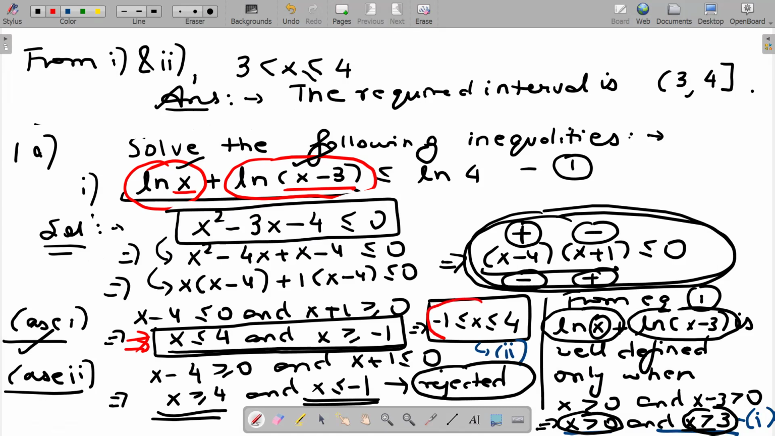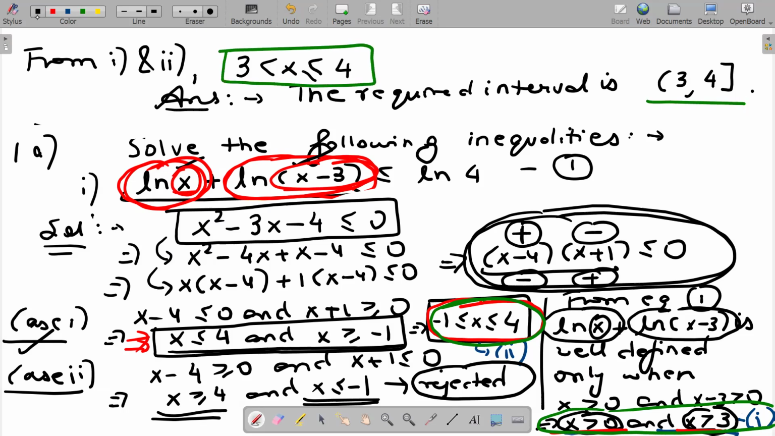This makes it x lying between minus 1 and 4, but x should be strictly more than 3 because the log function is well defined only for a strictly positive domain. Ln x is well defined when x is strictly positive. Ln x minus 3 is well defined when x minus 3 is strictly positive. So x strictly positive means x greater than 0, x minus 3 positive means x more than 3. If I club 1, which is at the bottom in green, and 2, it makes it x lying between 3 and 4 with 4 included, which is the required answer.